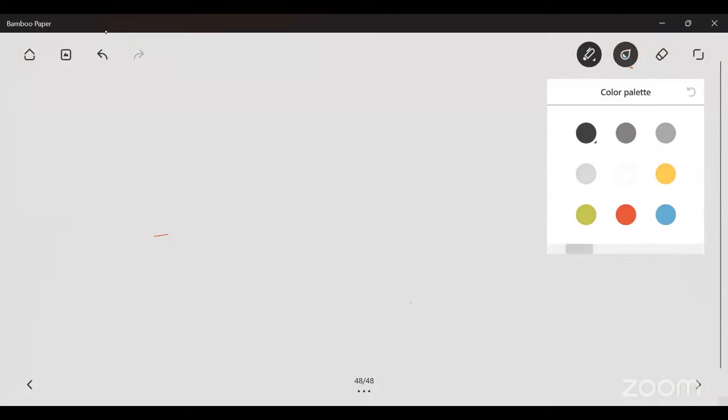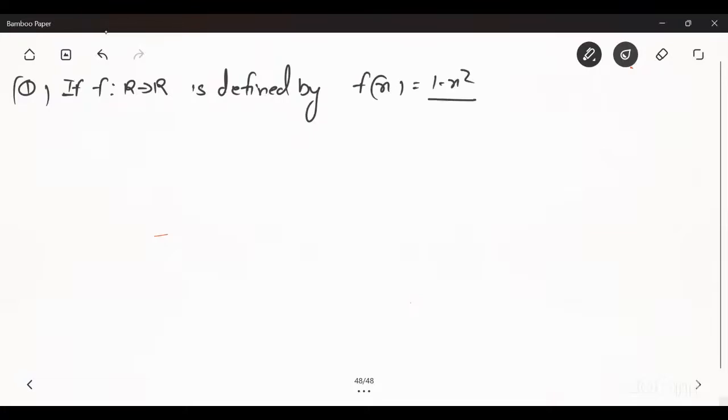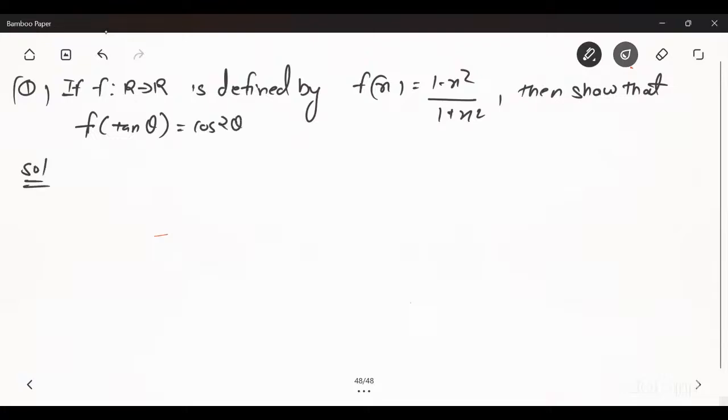So the first question is: a function f is defined from R to R by f(x) = (1 minus x square) by (1 plus x square), then show that f(tan theta) is equal to cos 2 theta. Now see the solution of that question.